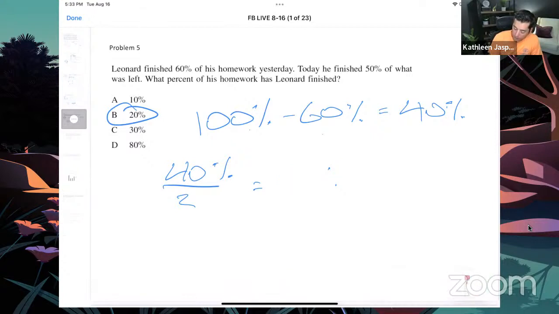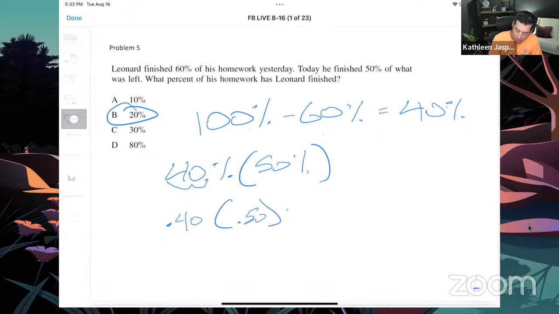Or you can do it like this. The same thing. You're taking 50% of 40%. So go ahead and multiply it. 50%, again, as a decimal. I have 0.40 times 0.50. And what you get is 0.20, which is equivalent to 20%. Okay. Seems simple enough.